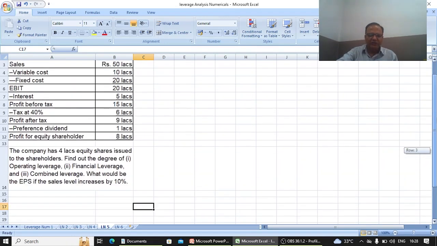Now it's given in the question: sales, variable cost, fixed cost, EBIT, interest, PBT, tax, profit after tax, preference dividend, equity for shareholder. The company has 4 lakh equity shares issued to the shareholder. Find degree of operating leverage, combined leverage, financial leverage. What would be the EPS if sales level increases by 10%?